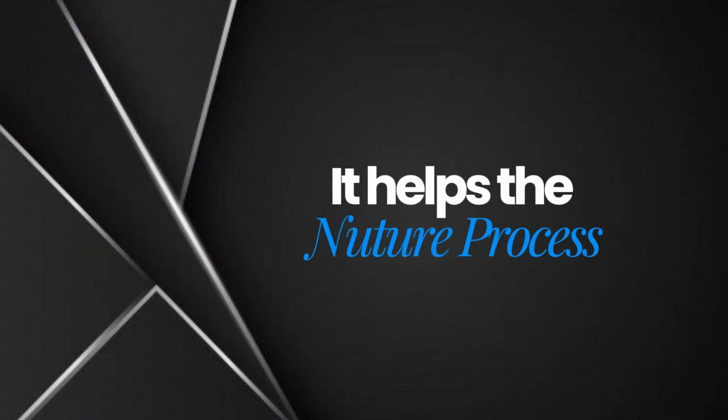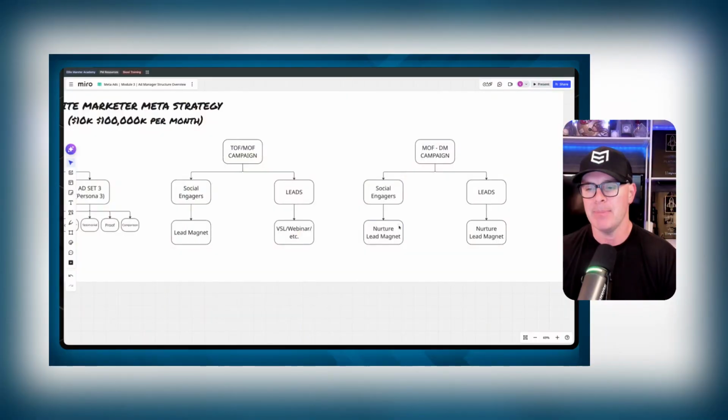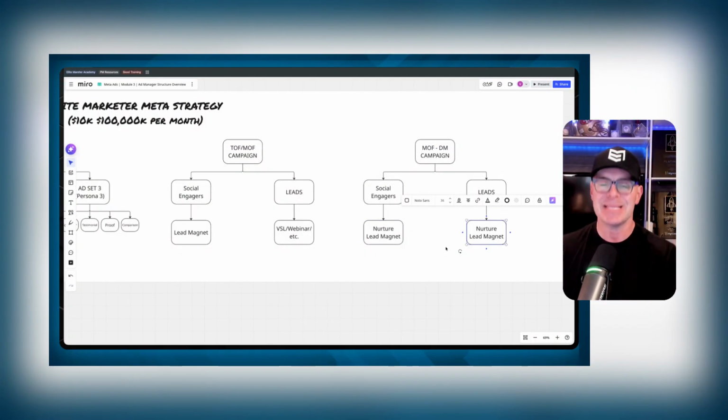And when we get into building ads themselves, I'll talk about that. But the reason that this is important is because it helps the nurture process if you can have a direct messaging conversation with people. And by now, they should know who you are. They should have seen some information. It should make your messaging a lot easier.